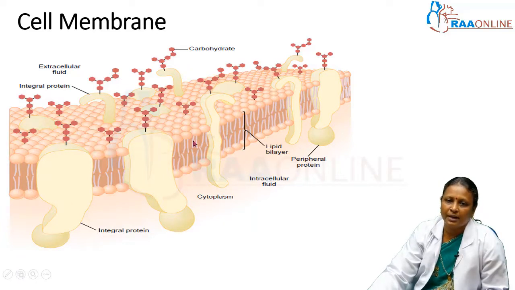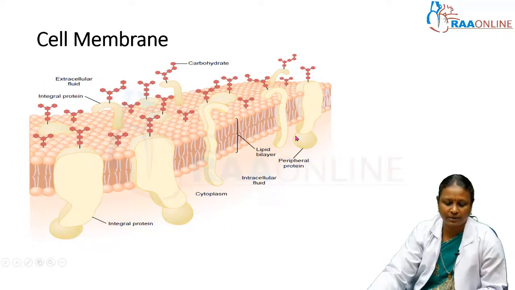In the lipid bilayer, you have the integral proteins and the peripheral proteins. The integral proteins are the ones which extend through the cell membrane with one surface exposed to the extracellular compartment and the other surface exposed to the intracellular compartment, whereas the peripheral proteins are the ones which will be attached either to the extracellular or the intracellular compartment.